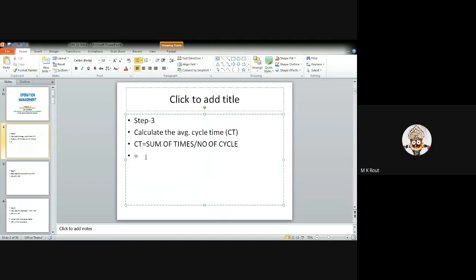You can see, in case of cycle time, first is the number of times. That means 26.25. Try to understand. 20 into 2, plus the next one is 24 into 1, plus the next one is 29 into 1, plus 32 into 1. That is the sum of total time. Is it clear?